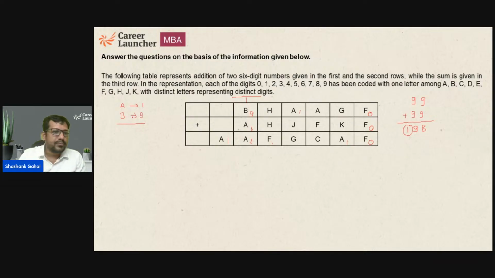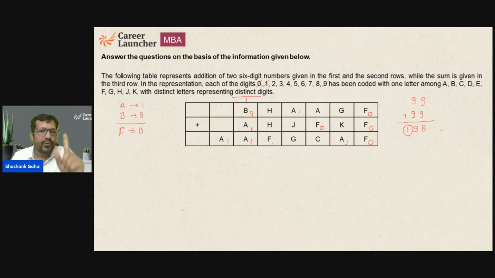So F is 0. This is the third case. So F is 0, A is 1, B is 9. Okay. Now I'm going to solve further. So I got 0, I got 1, I got 9. So no other alphabet can be given as this.